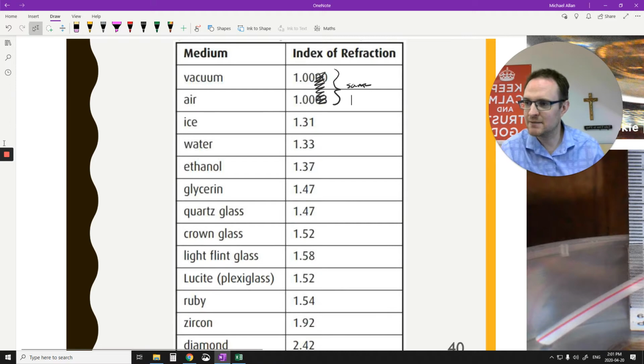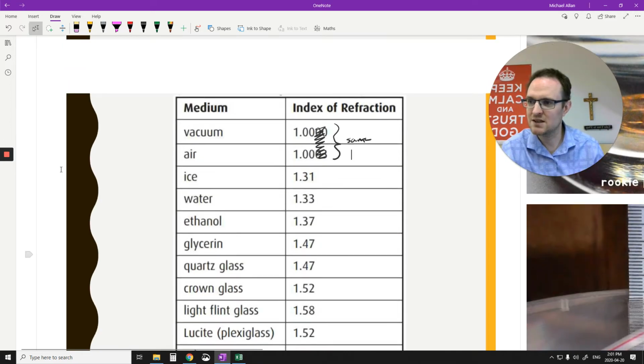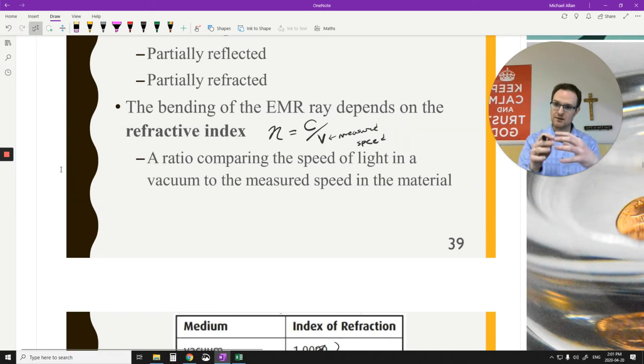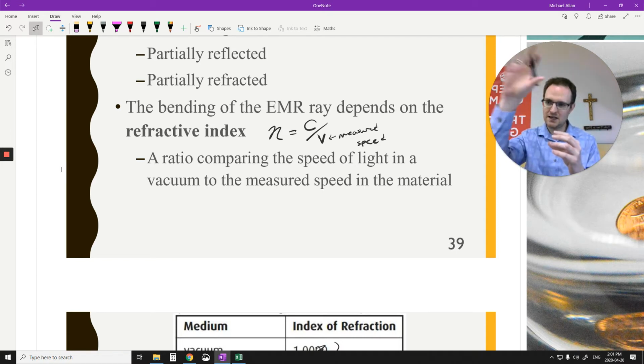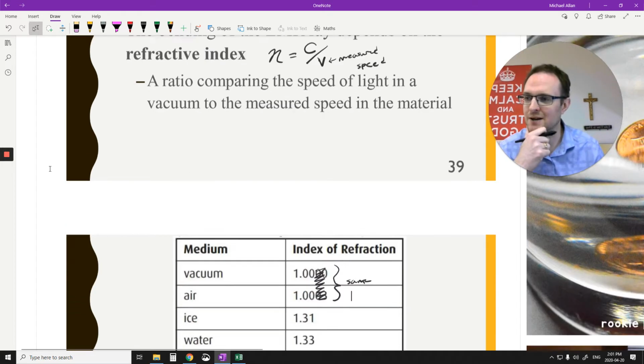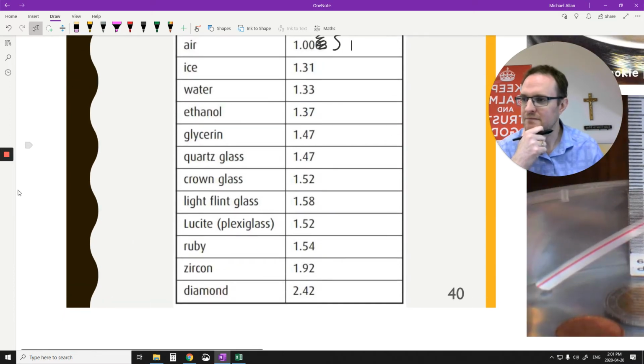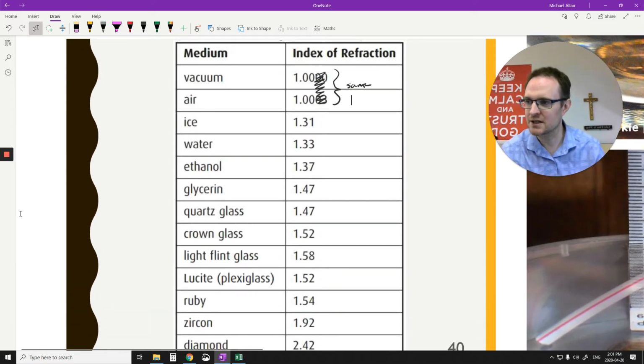But you notice that all these numbers here are greater than 1. The reason they're greater than 1 is because light will always slow down. You never go faster than the speed of light in a vacuum. So if my light slows down, I'm dividing by a smaller number. The bigger number is on the top. So a big number divided by a small number, you're always going to get something bigger than 1. Right? And as you go through, you can see the different materials here.